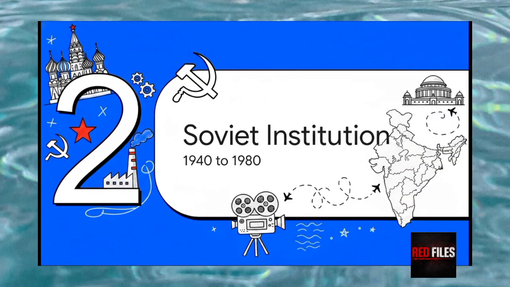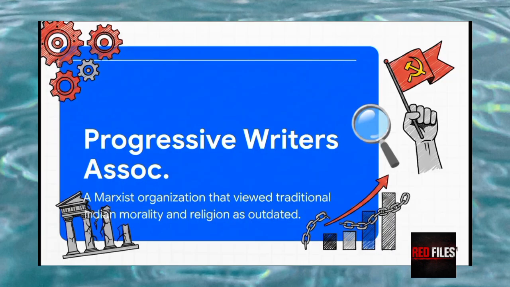Moving on to Part 2, the Soviet institutional era. Let's fast forward a bit to the post-World War II landscape. The world is split into capitalist and communist camps. Over in India, right after independence, Prime Minister Nehru's socialist ideas led to pretty close ties with the USSR, which obviously opened the doors to heavy cultural exchanges.